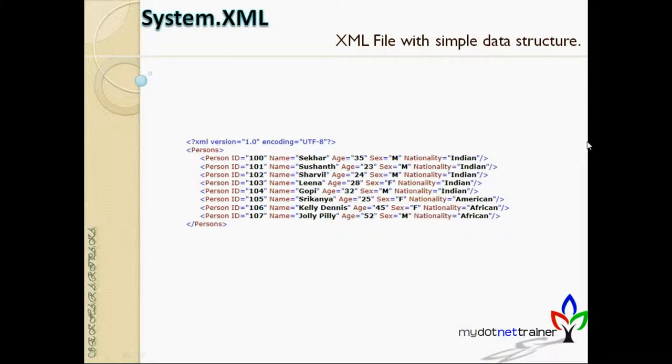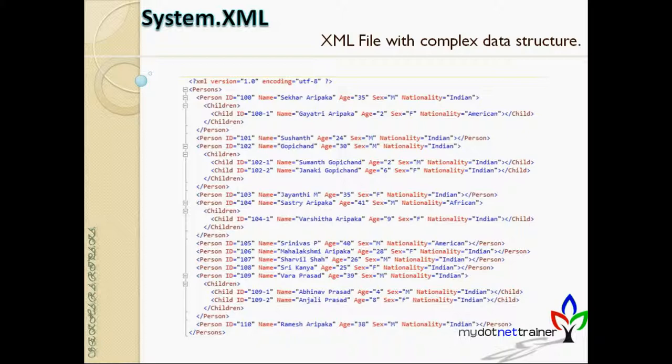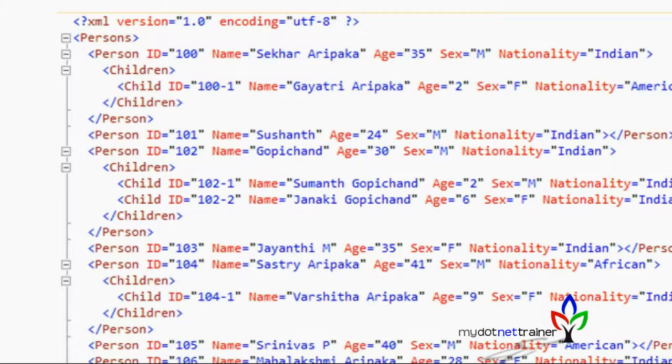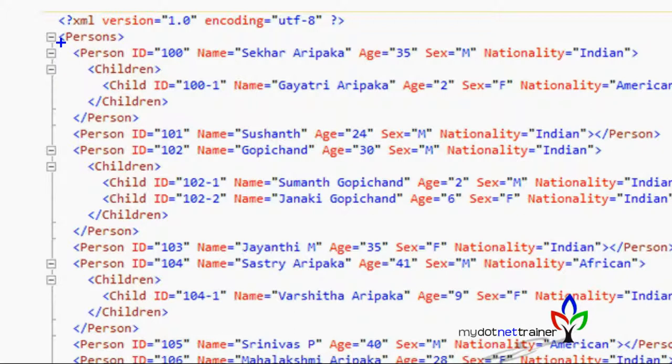And this is one of the very simple XMLs that we are looking at, and XMLs can be very complicated. In this case, I have a parent-child relationship in this XML document, and the nesting of XML elements can go to any number of levels. This is my root element, and this is my person element, within which the person element can have another set of elements. In this case, children, and children has another element, and it can have a collection of child elements, and of course within persons I can have a collection of persons.